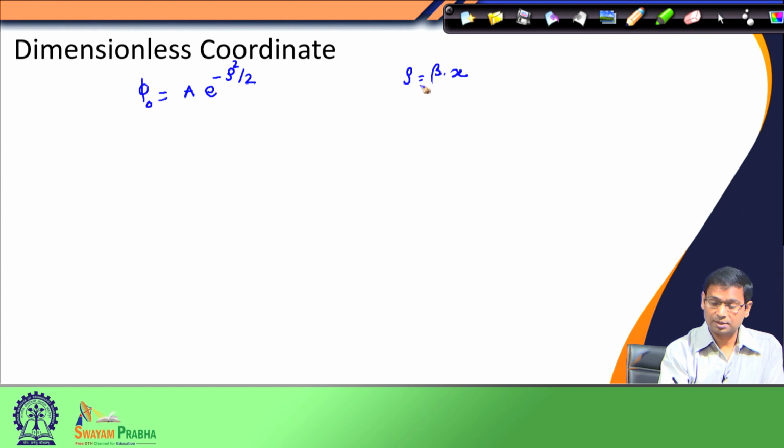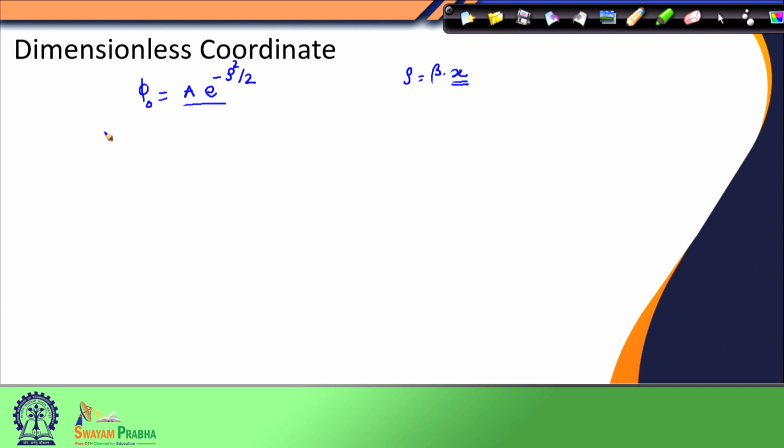Now, since rho is beta x, the limit of rho is also going to be the same as the limit of x, that is from minus infinity to plus infinity. And if we have to normalize this function, you would see that phi 0 star phi 0, now instead of integrating in the coordinate of x, I am integrating in the coordinate of rho, should be 1. So, therefore, a square times the integral from minus infinity to plus infinity of e to the power minus rho square d rho.